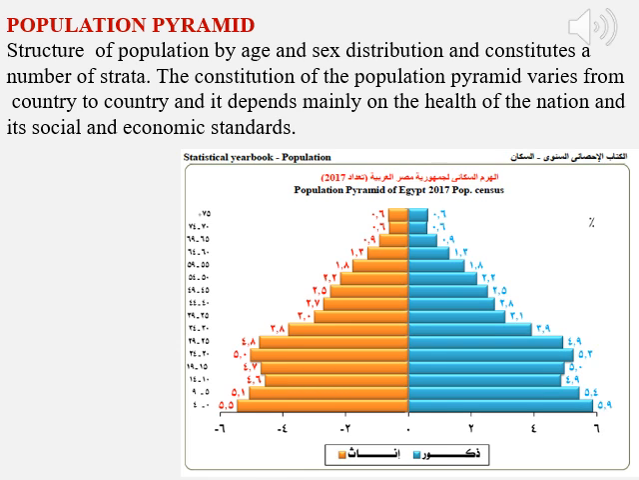If we look at the figure, we find that the horizontal axis shows the number of population in millions and the vertical axis constitutes the age strata, and it is divided into two halves, half for the males and half for the females.